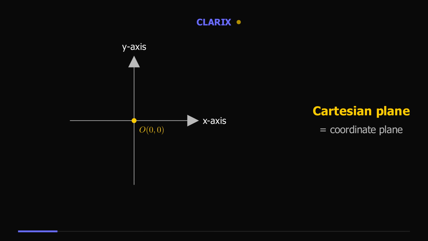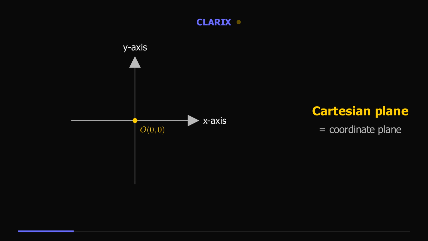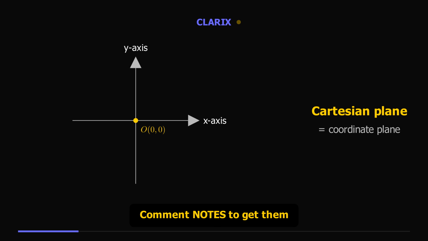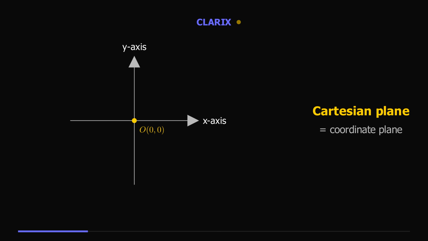To build one in 2 dimensions, we take 2 number lines and place them perpendicular to each other, one flat, one standing up. The flat one is called the x-axis. The standing one is called the y-axis. The exact point where they cross is called the origin, and its coordinates are always (0, 0). This whole flat surface, with both axes drawn on it, is called the Cartesian plane, or just the coordinate plane.